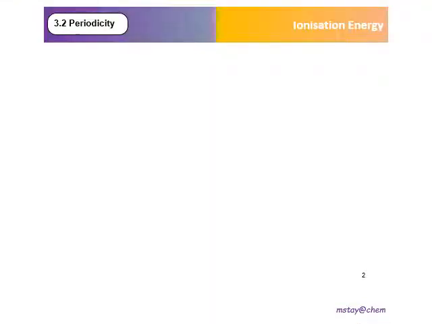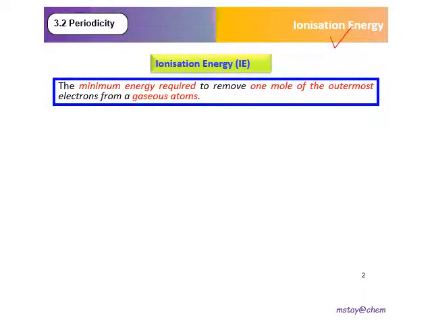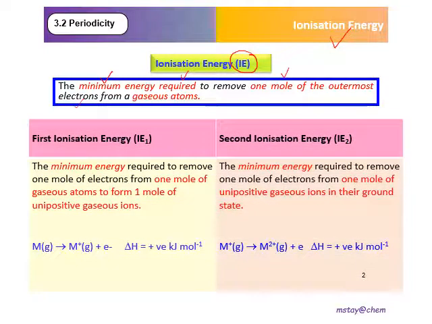Let's continue with another characteristic of the elements in the periodic table, which is ionization energy. What is meant by ionization energy? The minimum energy required to remove one mole of outermost electrons from a gaseous atom. After this, we may use IE to represent ionization energy. Okay, this is a very general definition for ionization energy. Sometimes you can be asked to state the first ionization energy and also the second ionization energy.